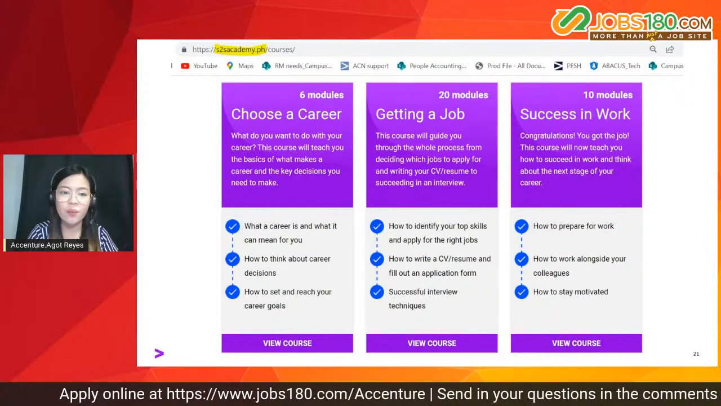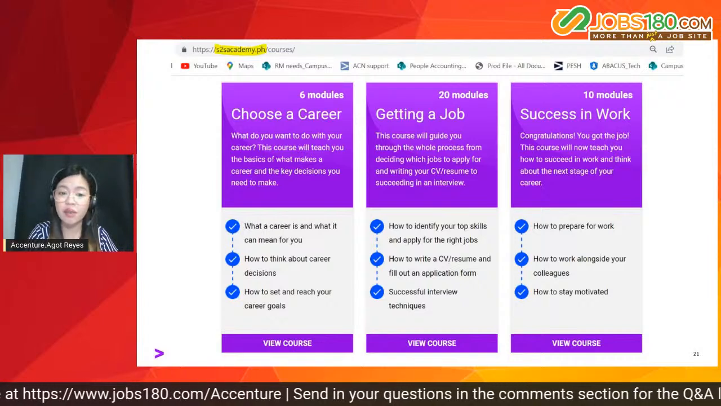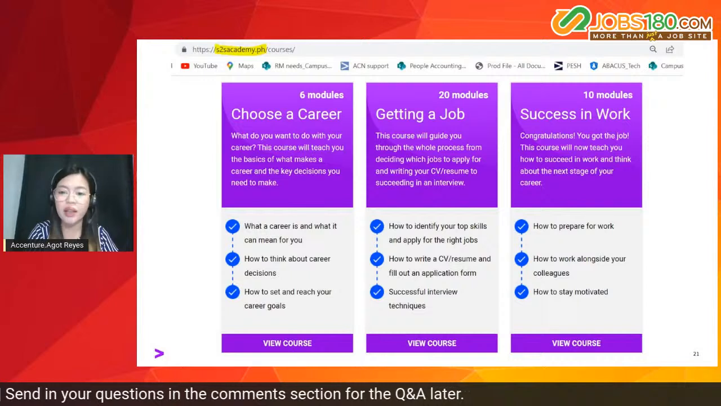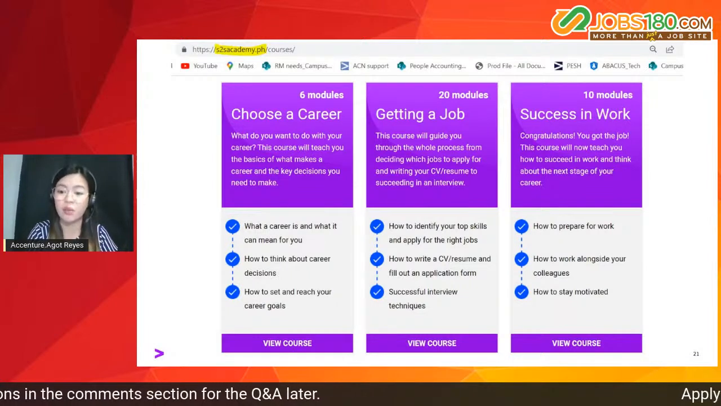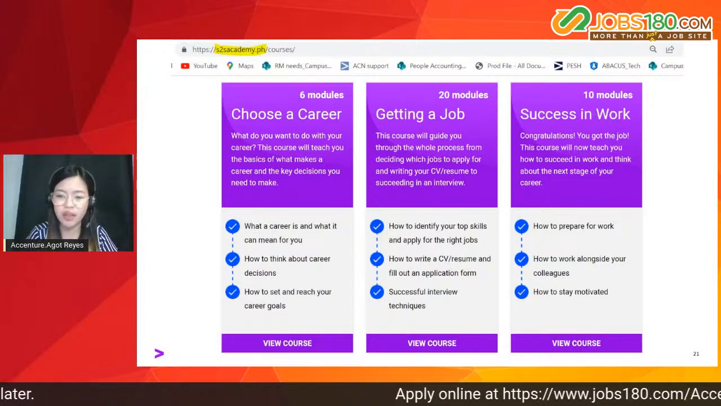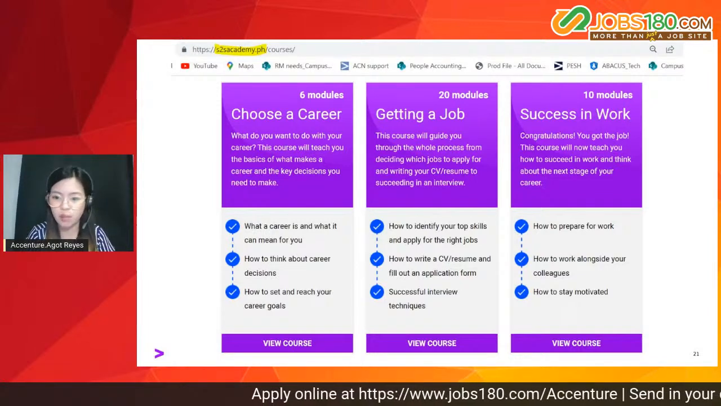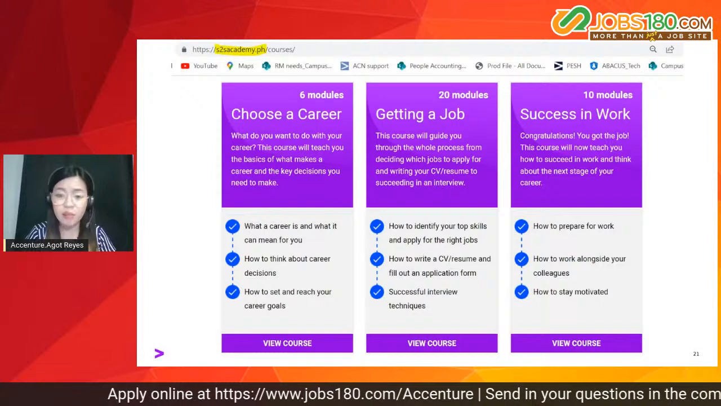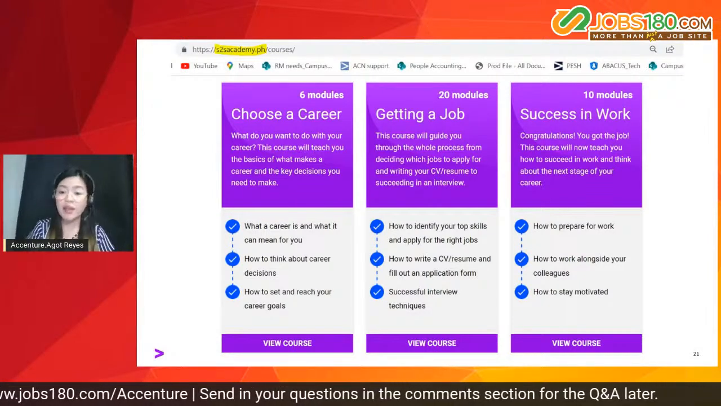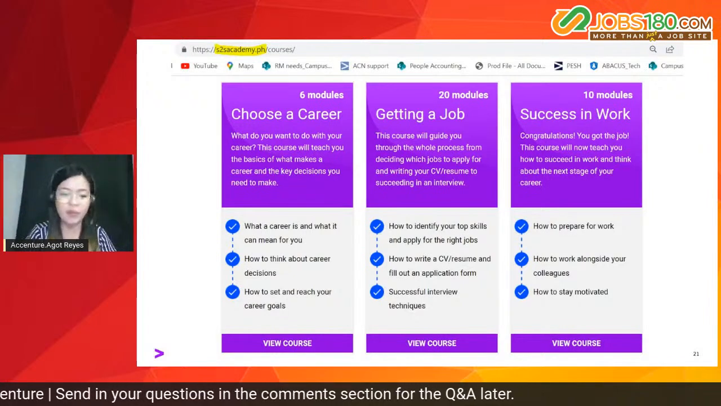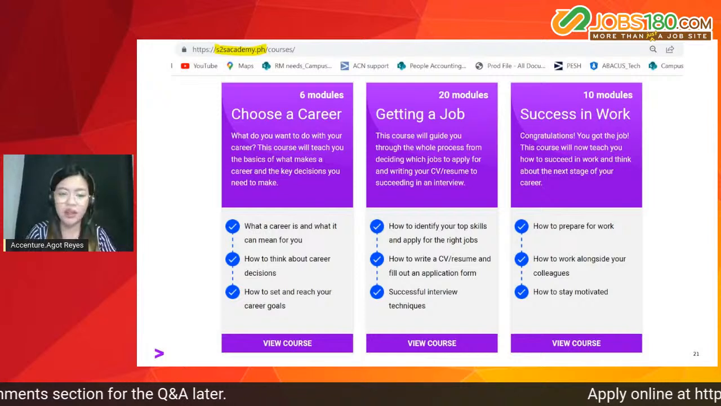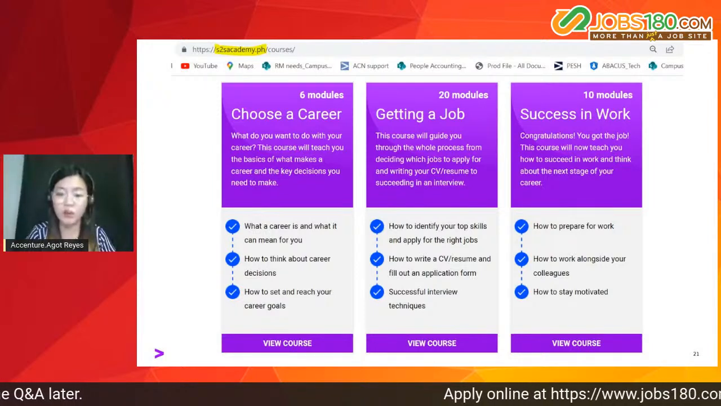So under S2S Academy, we have 36 different modules. We have 6 modules for choose a career, 20 modules for getting a job, and 10 modules for success in work. So kapag nag-register kayo, it will only take you, I think, a minute to complete the registration because it will only ask about your name, email, tapos it will ask about a specific code, pero merong identified code doon. I-click nyo lang sa baba. Merong hyperlink doon. Tapos, once you're done with the registration, you can already look for modules that you're interested about.